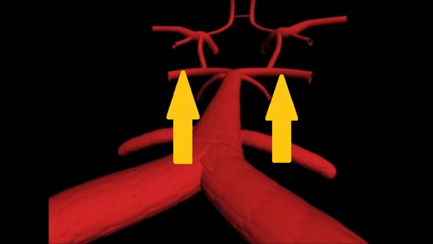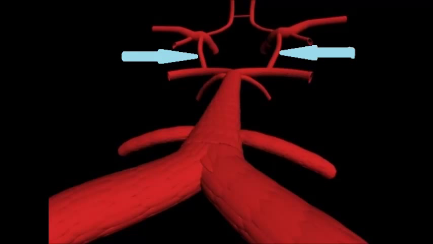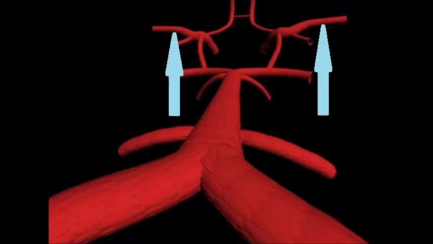These are your posterior cerebral arteries, which supply blood to the hindbrain. Here we have our posterior communicating arteries. Here we have the middle cerebral arteries, which supply blood to the midbrain.